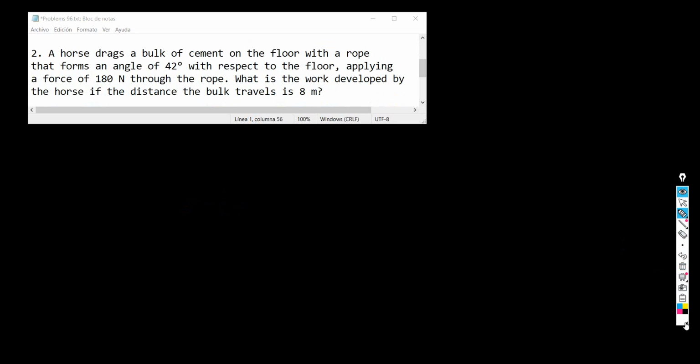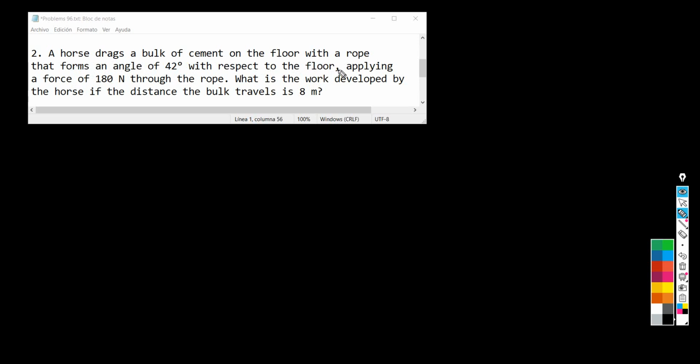Second problem. What do we have here? We have a horse dragging a bulk of cement. So this is my particle, a bulk of cement. And he's dragging this bulk of cement on the floor, and the horse is dragging it with a rope that forms an angle of 42 degrees with respect to the floor.